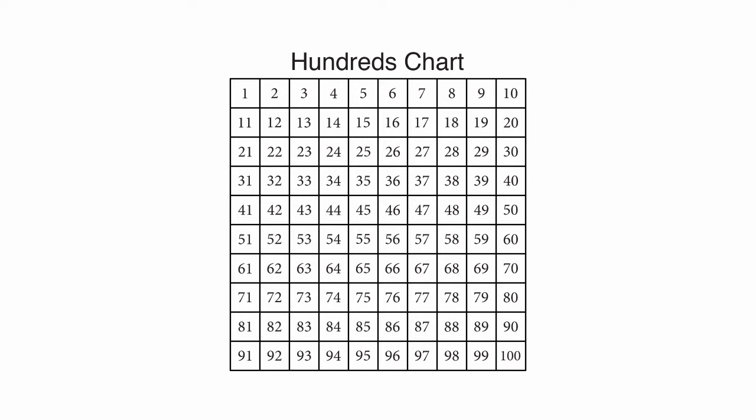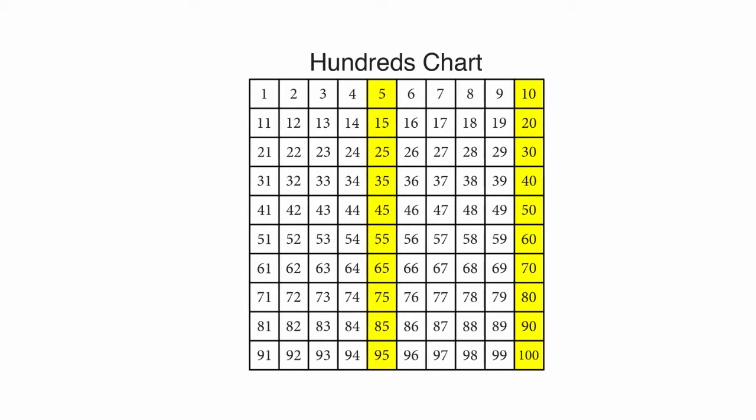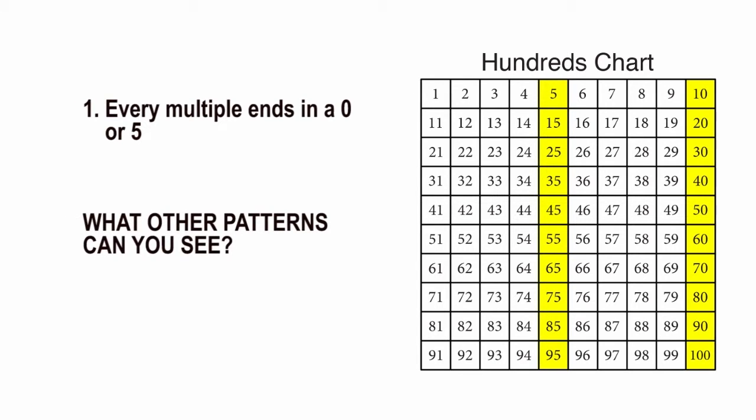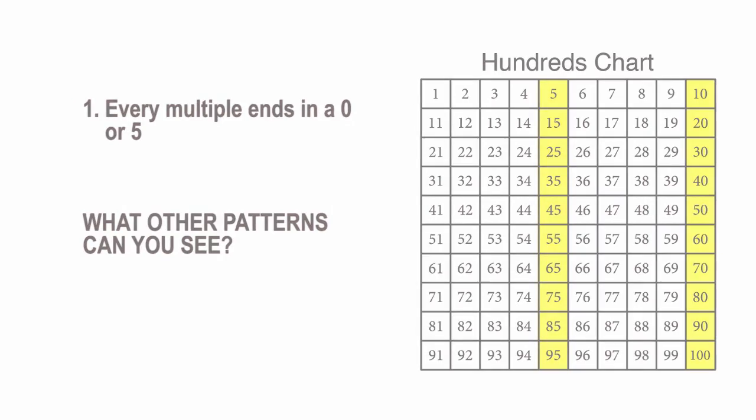Next, let's use our hundreds chart and shade in all the multiples of 5 between 1 and 100. We are always looking for patterns. With multiples of 5, I notice that there is always a 0 or a 5 in the ones place. Noticing patterns will help your child to quickly learn to recognize multiples of a number.